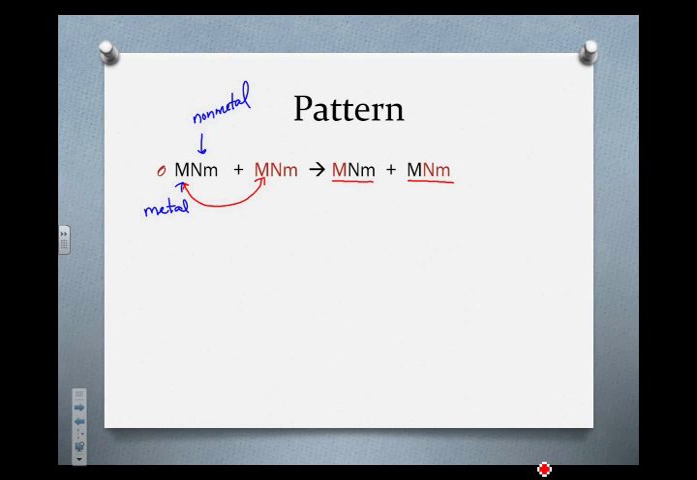and my black metal paired with my red nonmetal. And sometimes the other way that this is written is we have AB, some compound, plus CD, and if you think about it, we're just swapping A and C. So now C will be paired up with B, and A will be paired up with D.